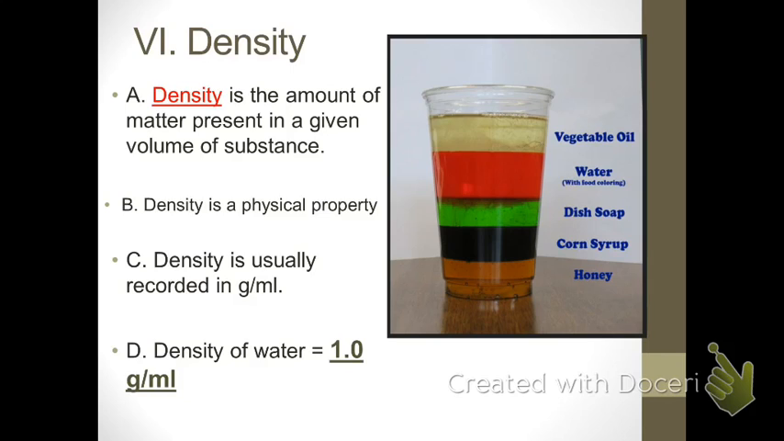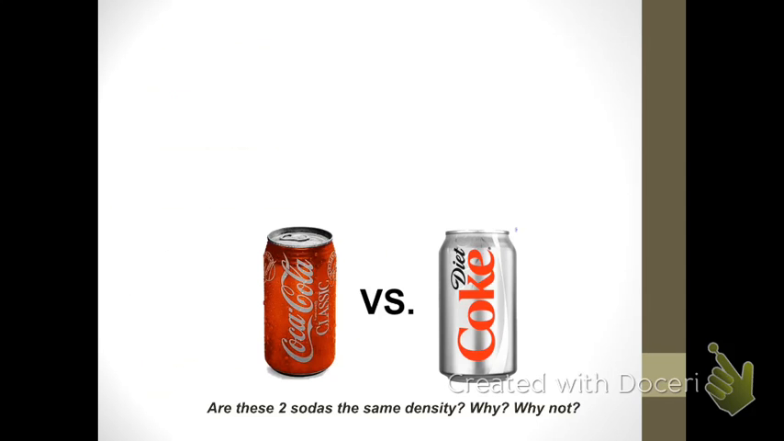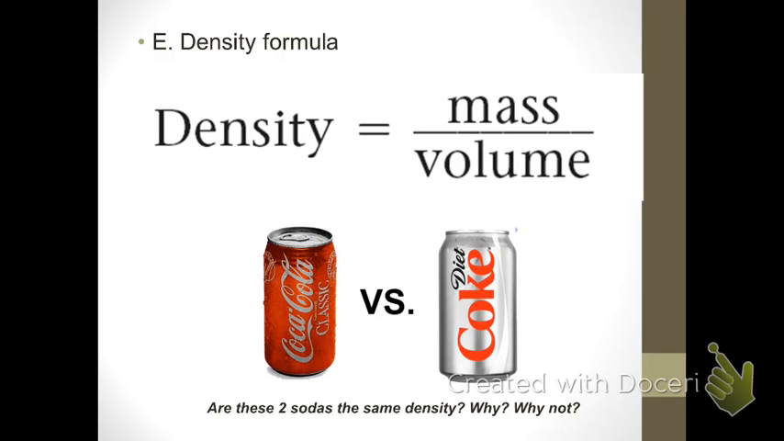One important thing that you need to know and have memorized is the density of water. The density of water is 1.0 gram per milliliter. Here's the density formula we'll be using in class. Density equals mass divided by volume.